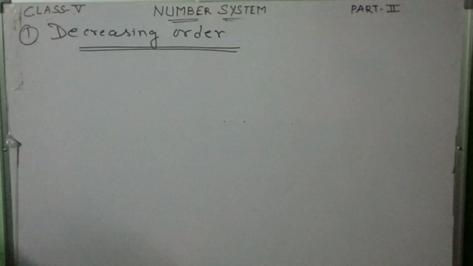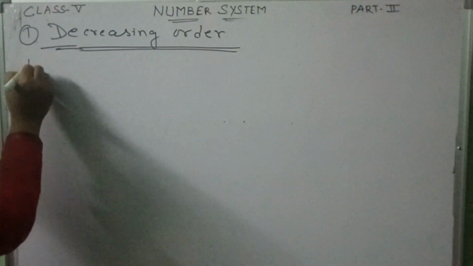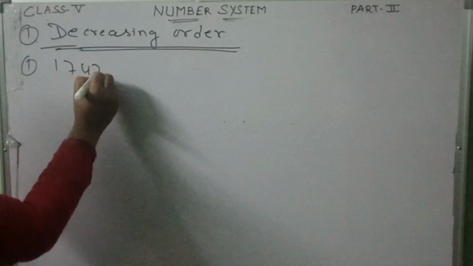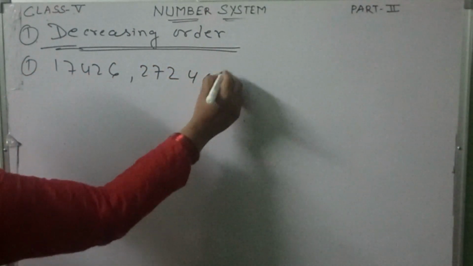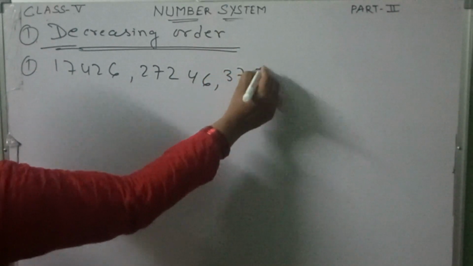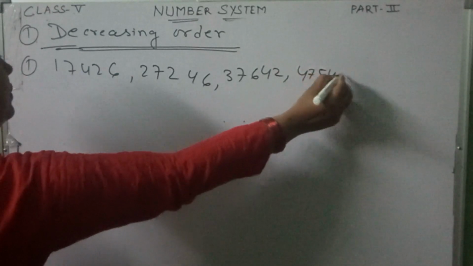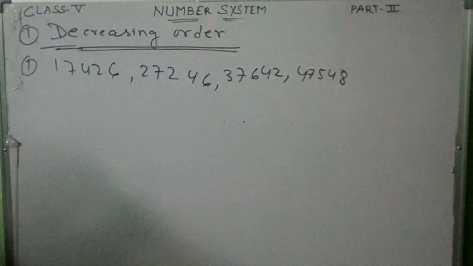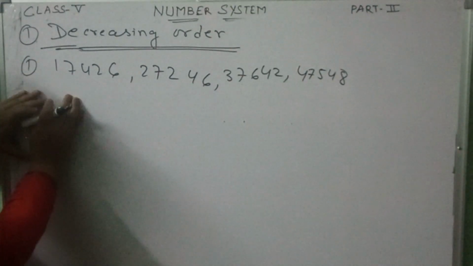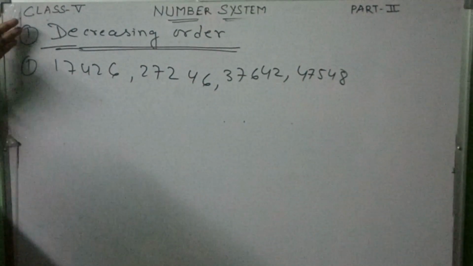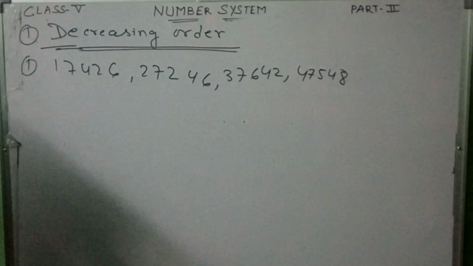Decreasing order. Again I will take one question from your book: 17,426, 27,246, 37,642 and the next one is 47,548. In increasing order I told you to write the smallest number first, and in decreasing order, just the opposite, you have to write the largest number first, but the first step is the same.